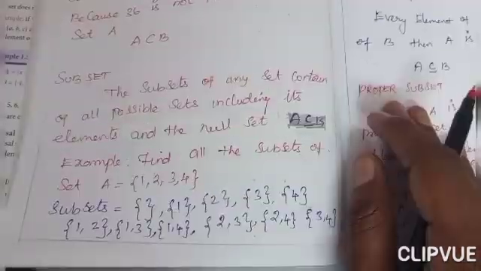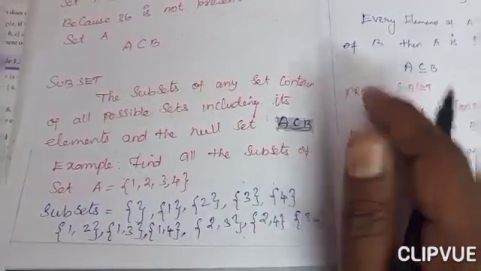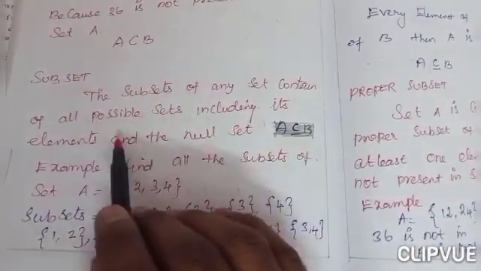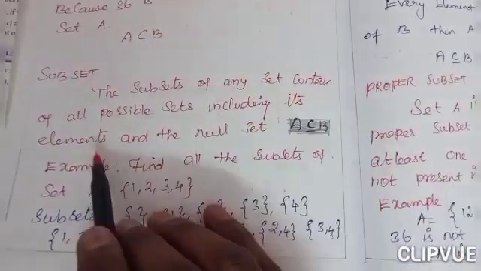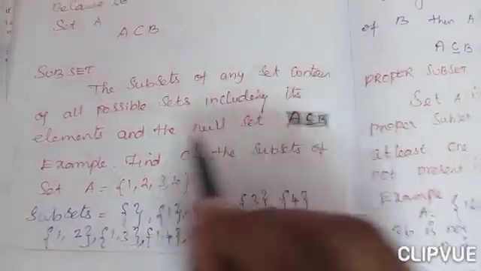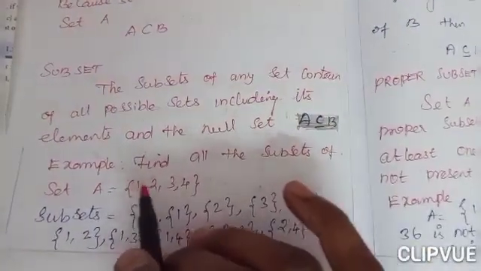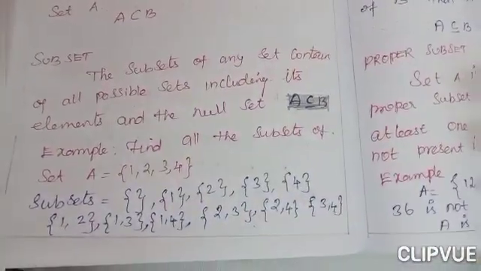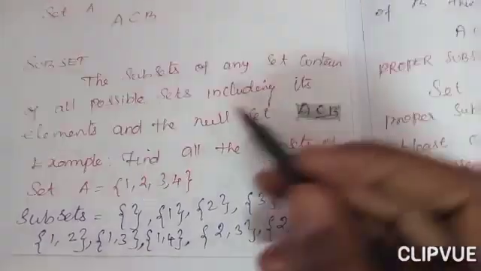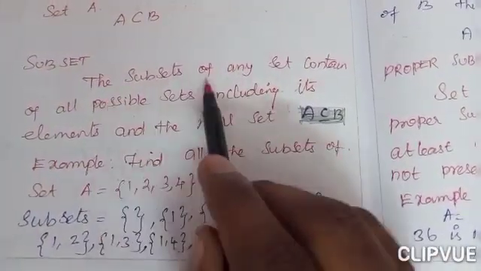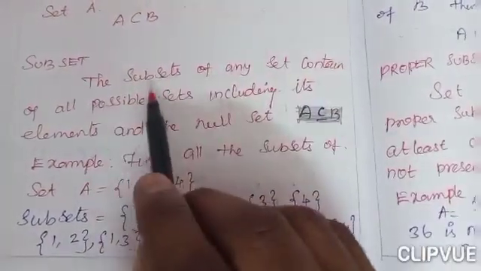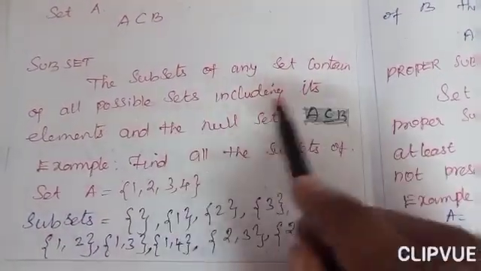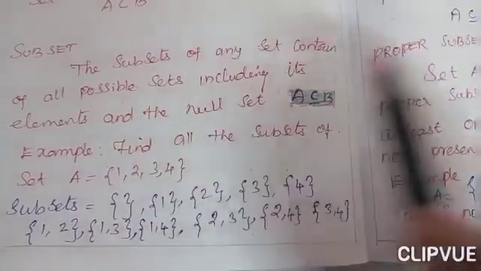Look at the first case. The subset of any set contains all possible sets including its elements and the null set. This definition is not given in your textbook. I have taken this from the previous edition. One more time I will write the definition. The subset of any set contains all possible sets including its elements and the null set.